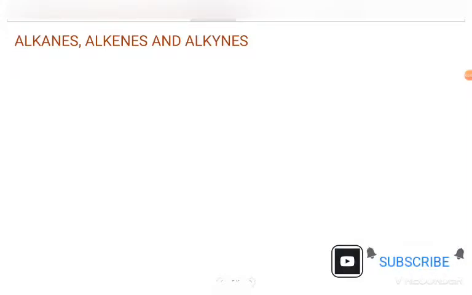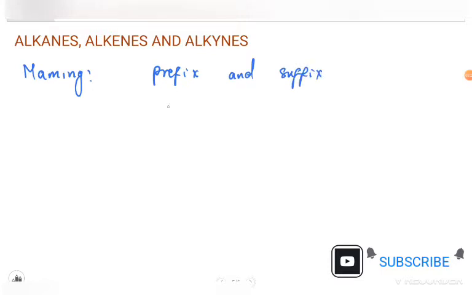Okay, so in this video we're going to do naming of these homologous series. The way we're going to name them is determined by the number of carbons present in each compound. When we name these, we're going to use the prefix and suffix. The prefix is the start, and the suffix is the end: how the name starts and how the name ends.